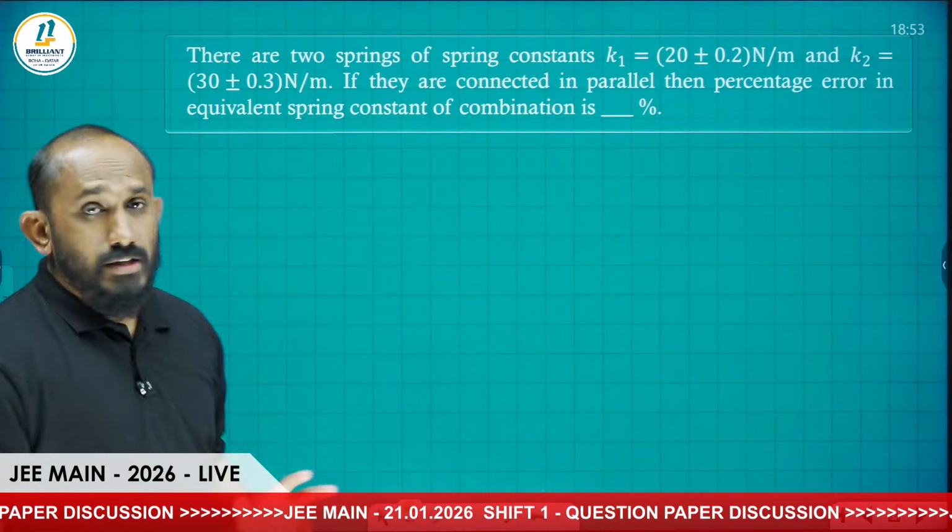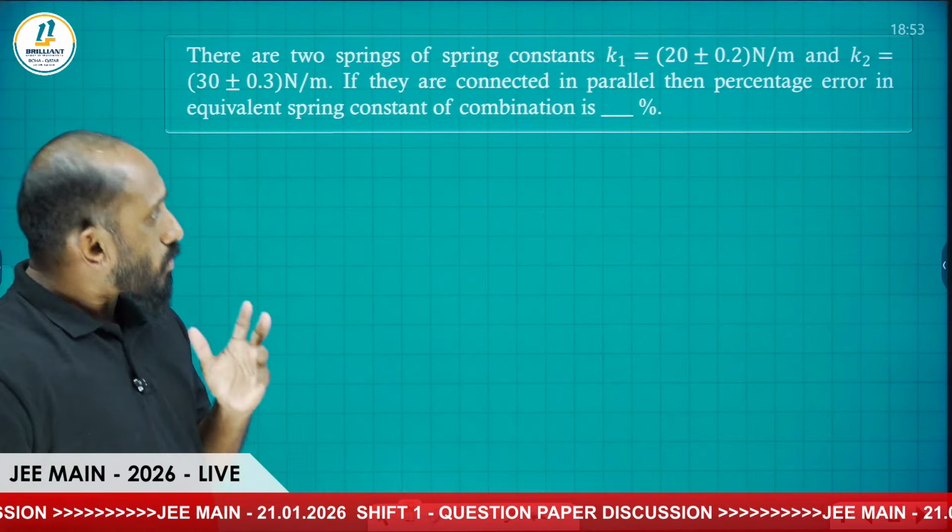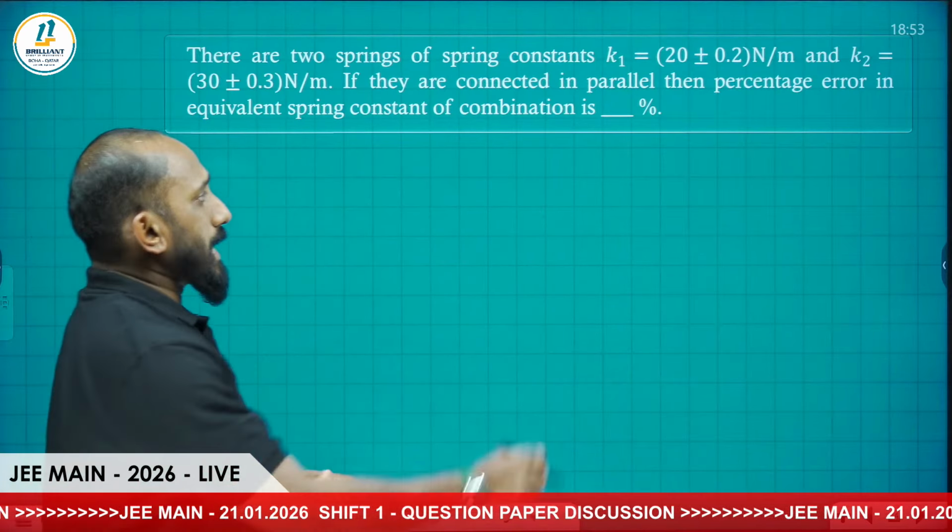Another integer type. There are two springs. Spring constant K1 is equal to 20 plus or minus 0.2 Newton per meter, and spring constant K2 is equal to 30 plus or minus 0.3 Newton per meter. Spring constants are given for two springs. If they are connected in parallel, then the percentage error in the equivalent spring constant of the combination is.